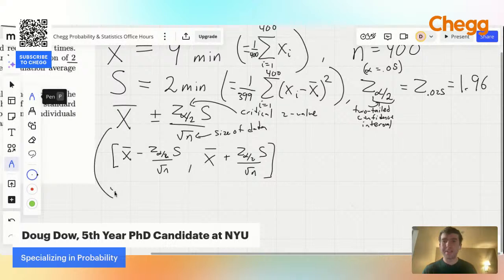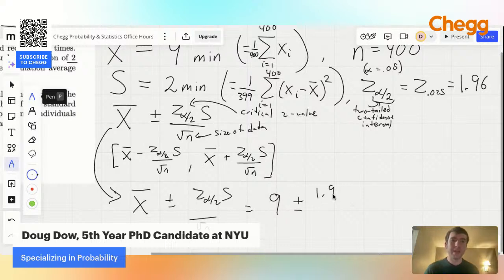Here, this is the shorthand that often people use: x bar plus or minus z alpha over 2 times s over square root n. Let's just plug these numbers in. So we get 9 plus or minus 1.96 times our sample standard deviation of 2 divided by square root 400. 9 plus or minus, so this is 2.92 over 20.